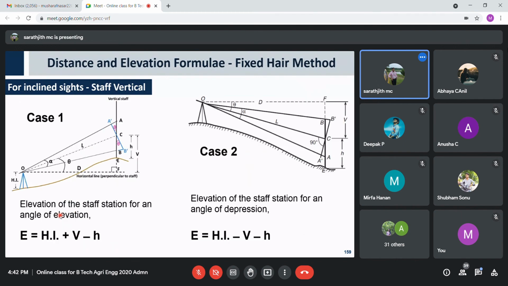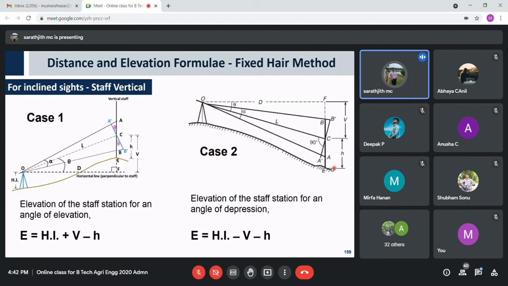Okay. So there are two other cases. The case one is what we have already discussed because it is the elevation. Your staff station is above your instrument height, or the staff station is on hilltop and your instrument is in the valley. Okay, that is case one. You will be having elevation as HI plus V minus H. So what will be the case if your setup is different? Your instrument is on top and your point of interest at the bottom. So this would be the case. All the horizontal distance equations would be the same, more or less, but the elevation equation would be different.